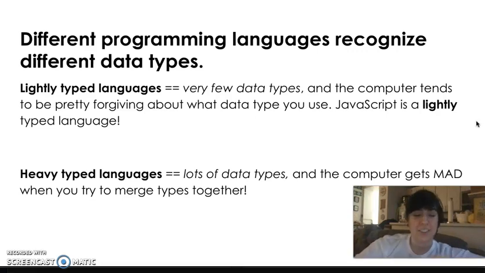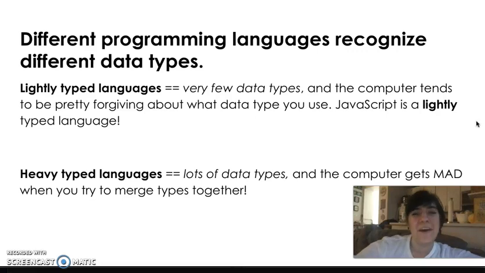Heavy typed languages have lots of data types beyond the basic ones that we are talking about today, and the computer gets mad when you try and merge those types together. So Swift is a heavier typed language. That's the iOS programming language. It has lots of data types. It distinguishes between 32-bit numbers and numbers bigger than that, and just all kinds of different values that honestly make my head spin a little bit. But if you ever are going to work in those languages, those are things that you will become more comfortable and familiar with.